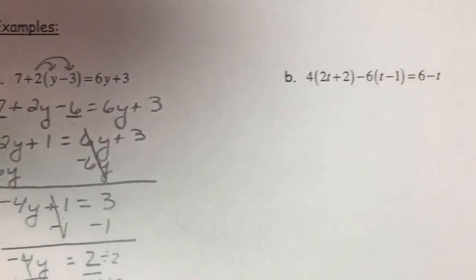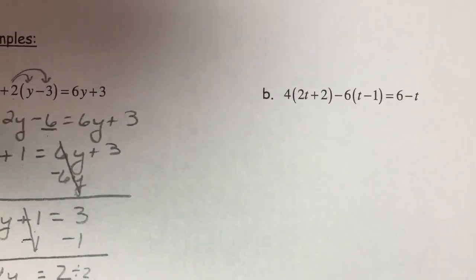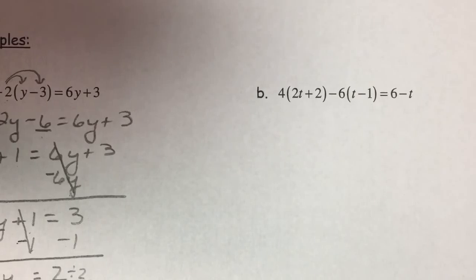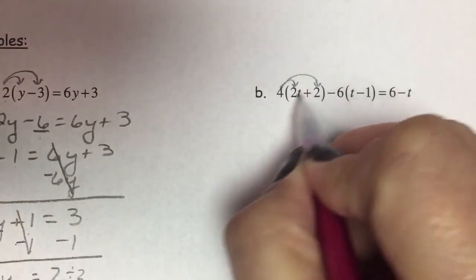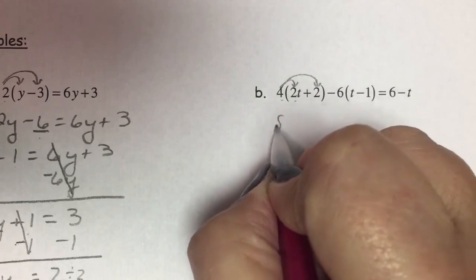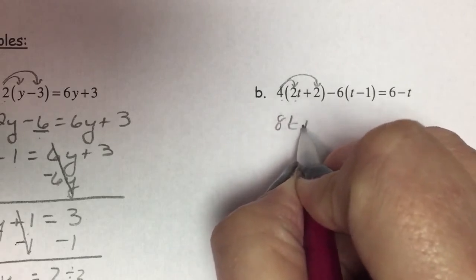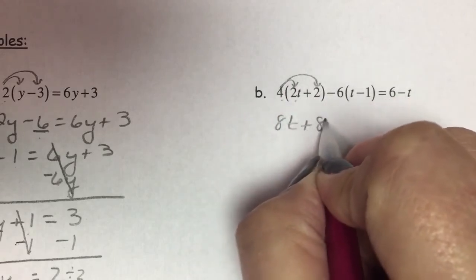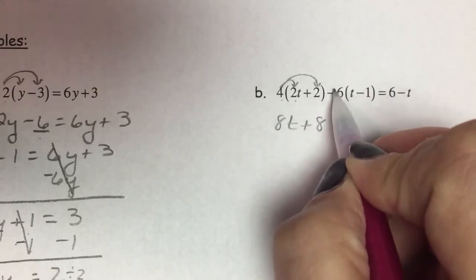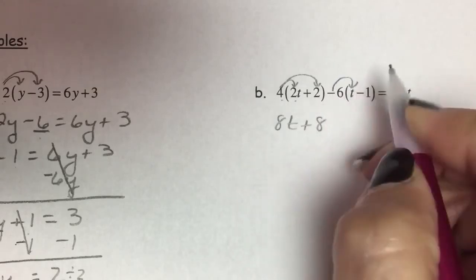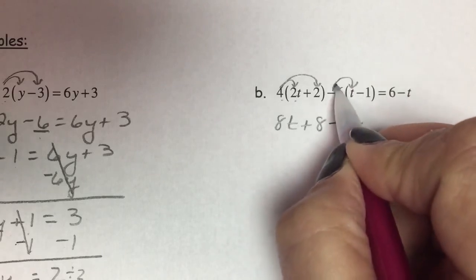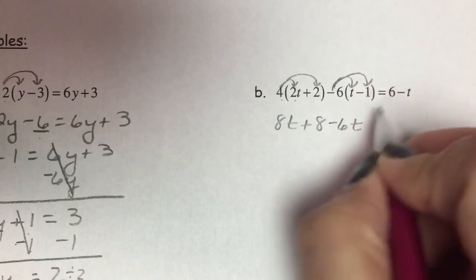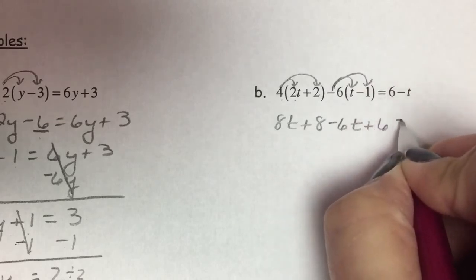All right, so there's A. Let's do B. How many sets of parentheses do you have in B? You've got 2 sets of parentheses. That means we're going to have to distribute not once, but twice. So here, let's distribute through the 4. So 4 times 2t would be 8t plus 4 times 2 is 8. Now this is a negative 6 times t. That's negative 6t. And a negative 6 times a negative 1, watch your signs, is plus 6.